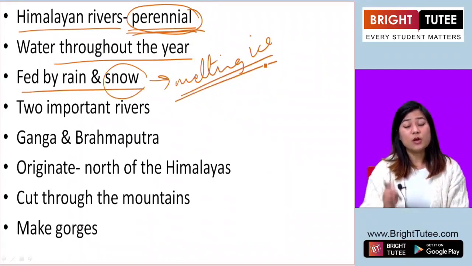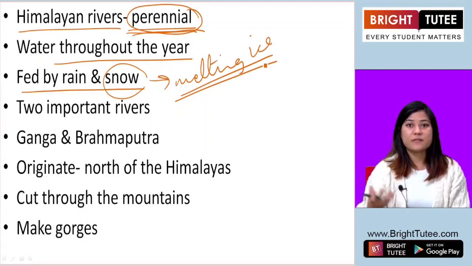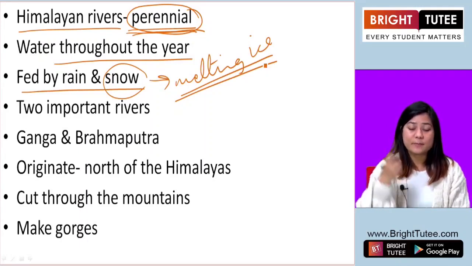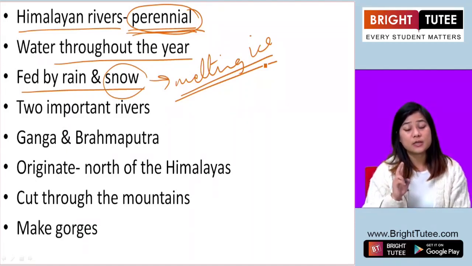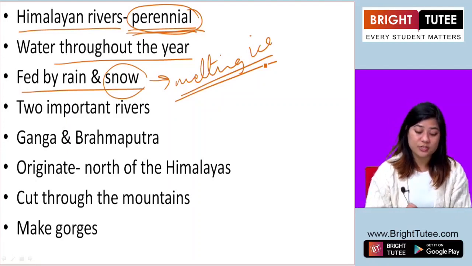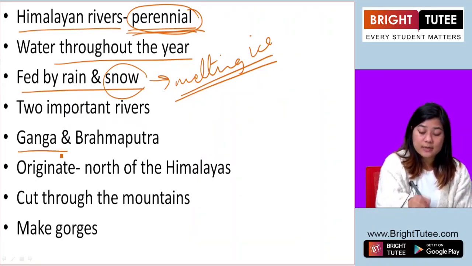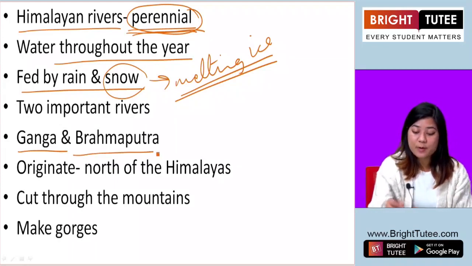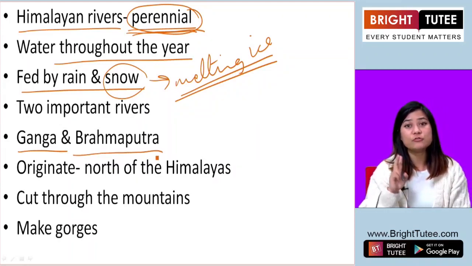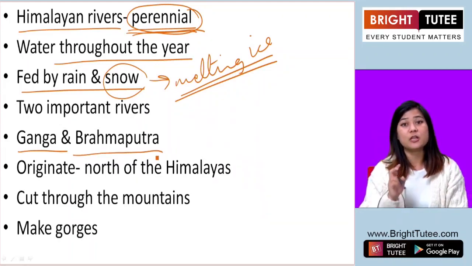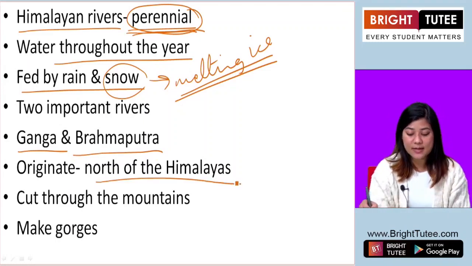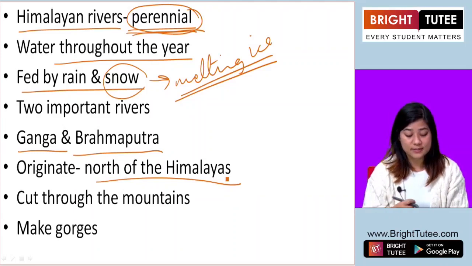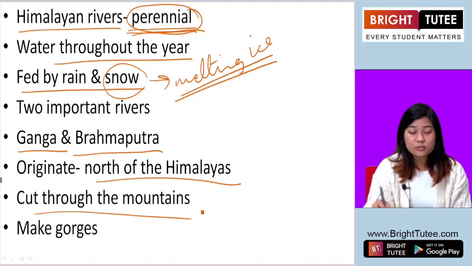Okay, so the water that these rivers have, they are fed by the rain and the melting ice. The two very important Himalayan rivers of our country are the Ganga and the Brahmaputra. So these are two important Himalayan rivers of our country, and they originate in the Himalayas, in the north of the Himalayas. Okay, and they cut through the mountains.